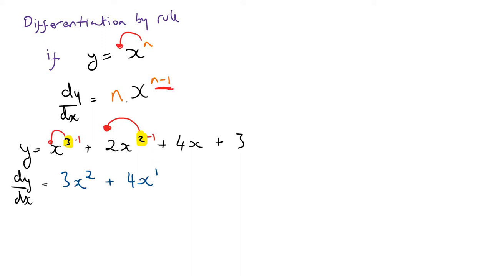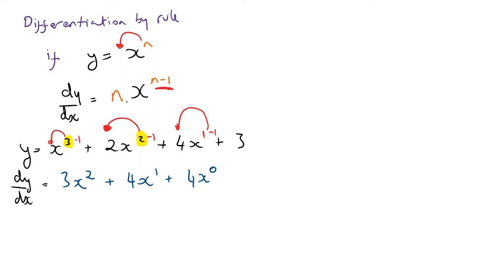I come along to my next term and I see that it's 4x, which is to the power of 1. Okay, we just don't normally write the 1 there, but what I do is I take that 1, I bring it to the front and drop the 1 down by 1. So that's going to be plus 4x to the power of 1 minus 1, which is 4x to the power of 0. Now we know that anything to the power of 0 is just the number 1, so that is actually just the constant 4. But I'm just going to write it all out here and then I'm going to rewrite it in a second.